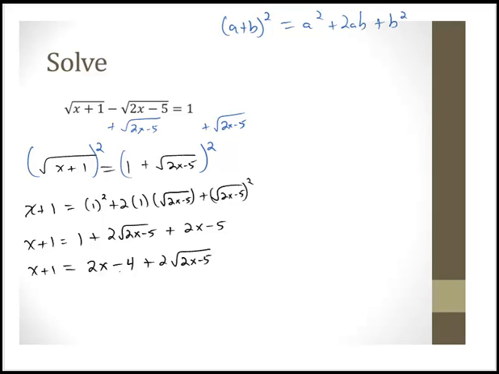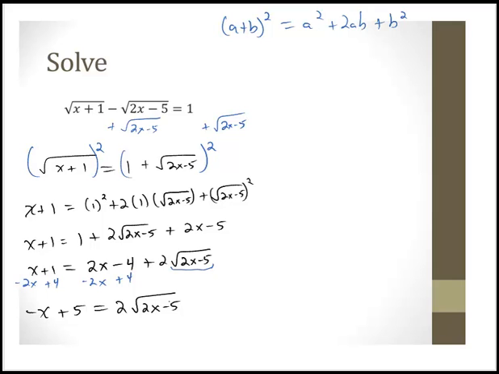All right, now what I'm going to do is, again, see now I have this equation, but it still has a radical in it. So I've got to isolate that radical again. Let me isolate that square root of 2x minus 5. I'll subtract 2x from both sides. I will add 4 to both sides. So now I have negative x plus 5 is equal to 2 times the square root of 2x minus 5.